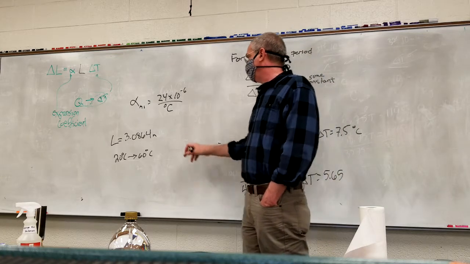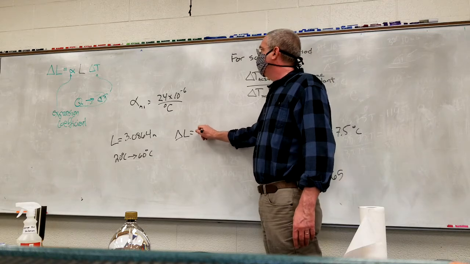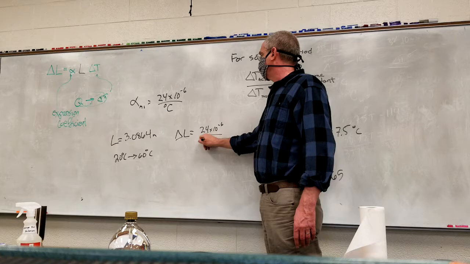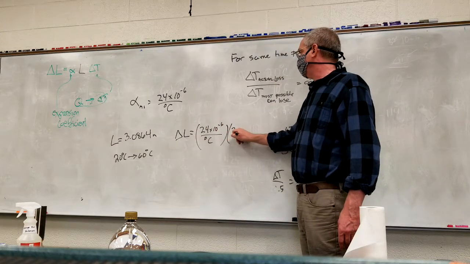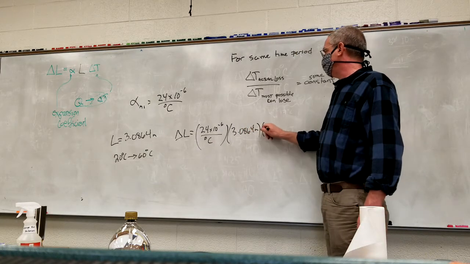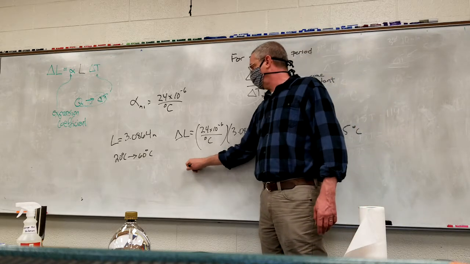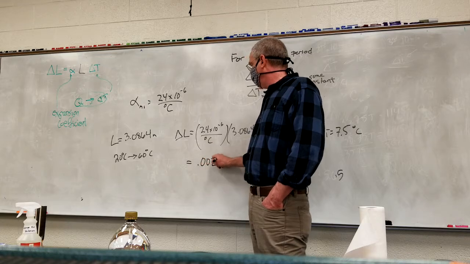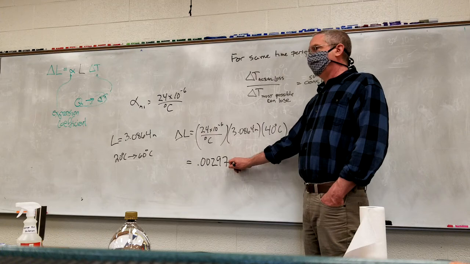Well, straight plug and chug. The amount that the length changes is alpha, which is 24 times 10 to the negative 6 per degree Celsius, times the original length, 3.0864 meters, times change in temperature, 40 degrees Celsius. 0.00297. Units? Meters.